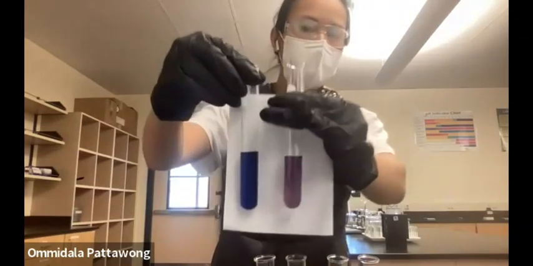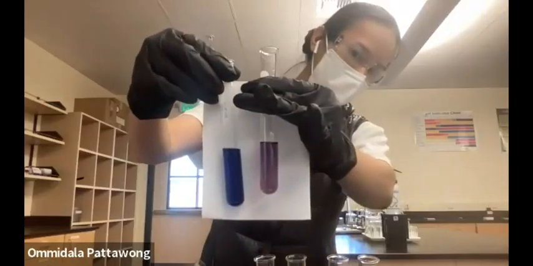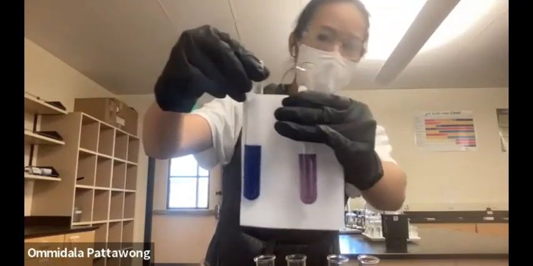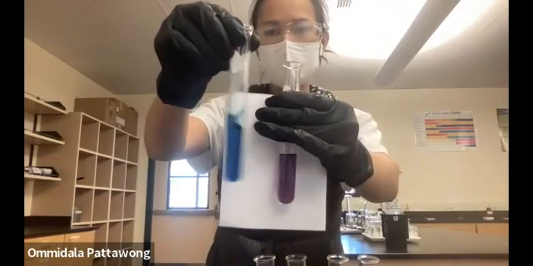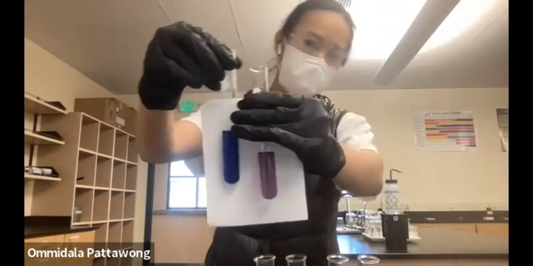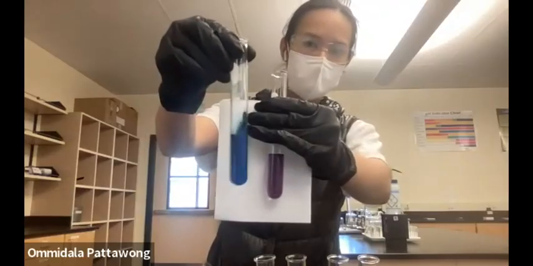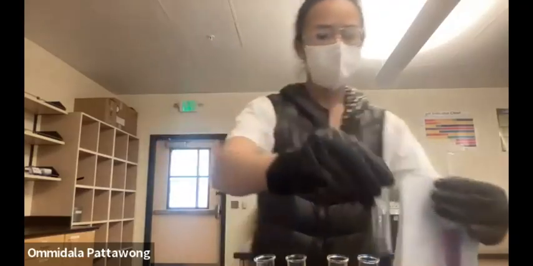All right, as you see here, right? Once we add more chloride ion, the reaction would shift toward making more blue. So that's the blue color right there. It's making more of the product.